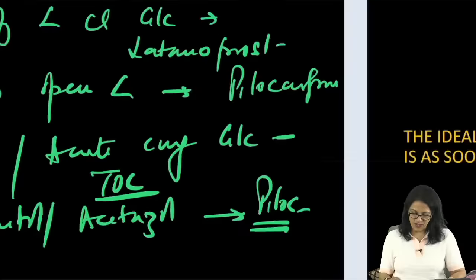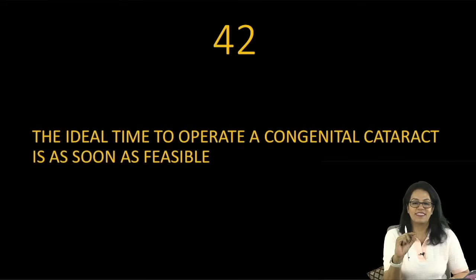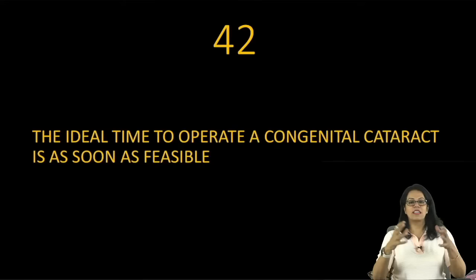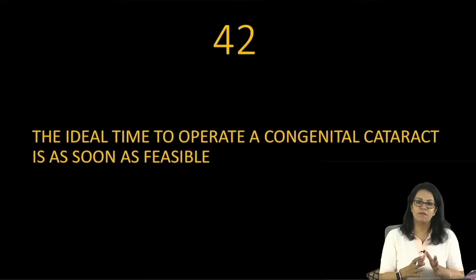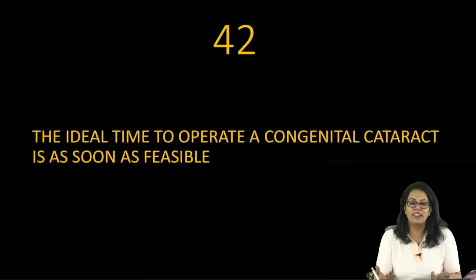Okay, we come to the next point. The ideal time to operate a congenital cataract, important question, debatable question: as soon as feasible. Please understand, when you say as soon as possible, it is not that immediately when the child is born, you are operating. It is as soon as feasible. Ideally, we wait for 1 month because the inflammation, if you are operate within 1 month, is so much that even the trabecular meshwork is inflamed. Usse kya hota hai? Glaucoma ho jayega. So, wait for a month, but that is also equivalent to as soon as feasible only. After 1 month, you are operating a child so small, isn't it?